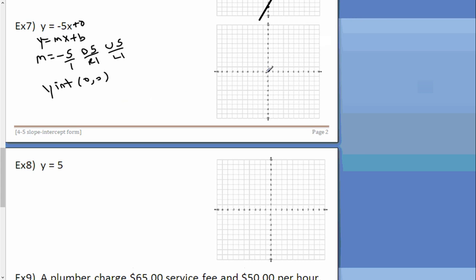All right? So graph that. Up 5 over 1, down 5 over 1. There we have it. Graph that line.